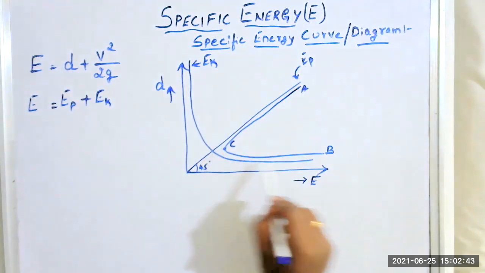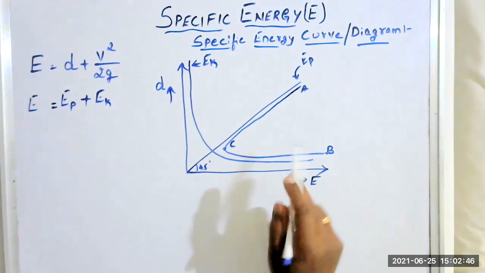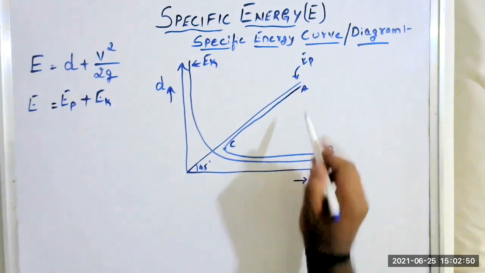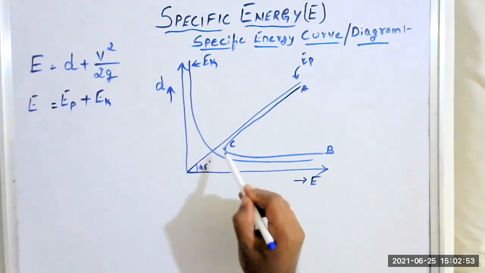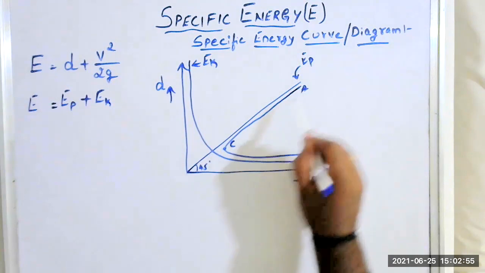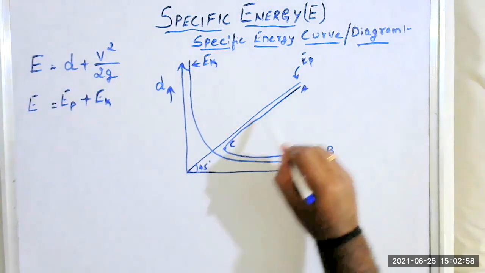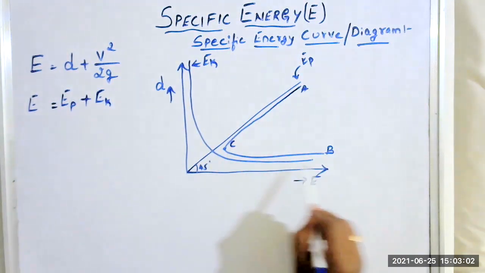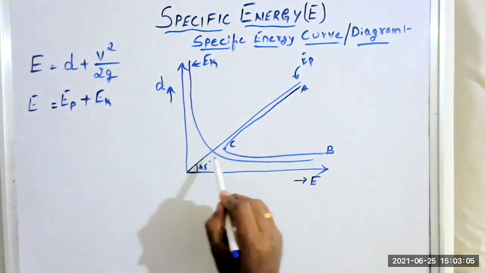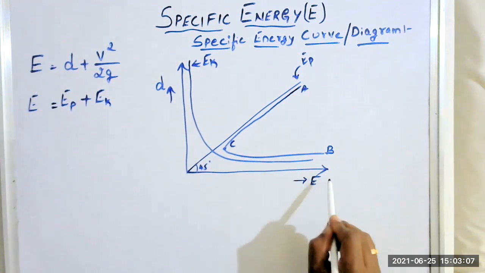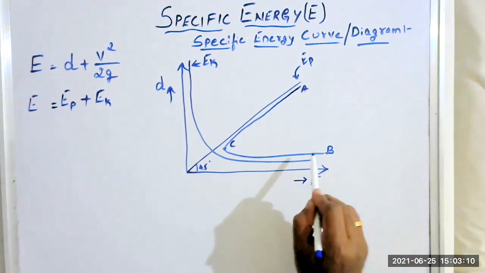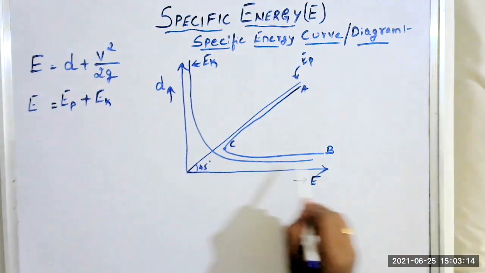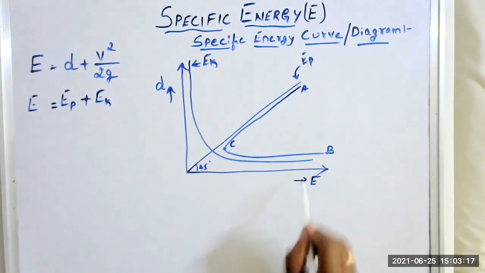Therefore, this ACB is the specific energy curve, which is a cubic parabola consisting of two limbs: one is limb AC, another is limb CB. The AC limb runs almost parallel to the potential energy curve. The lower limb CB is asymptotic to the kinetic energy curve or the x-axis. It will never meet the x-axis at any finite distance, therefore I have used the word asymptote. This CB is asymptote to the x-axis.